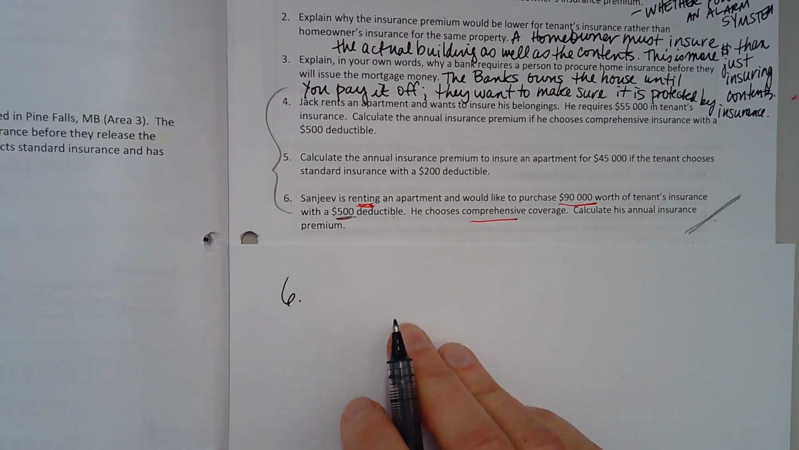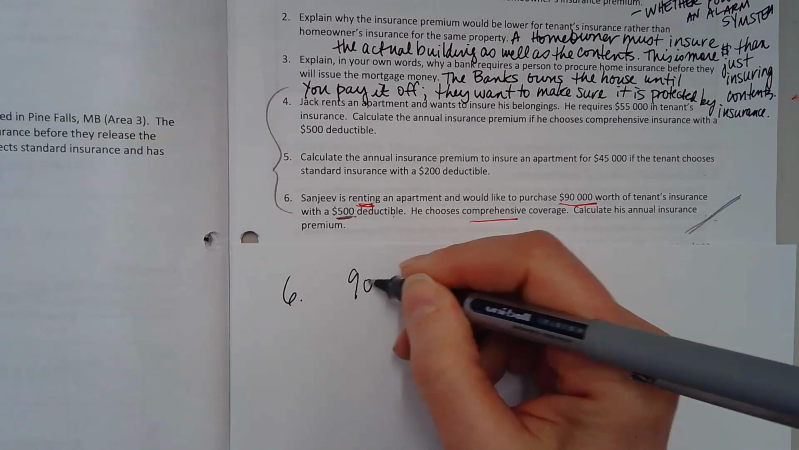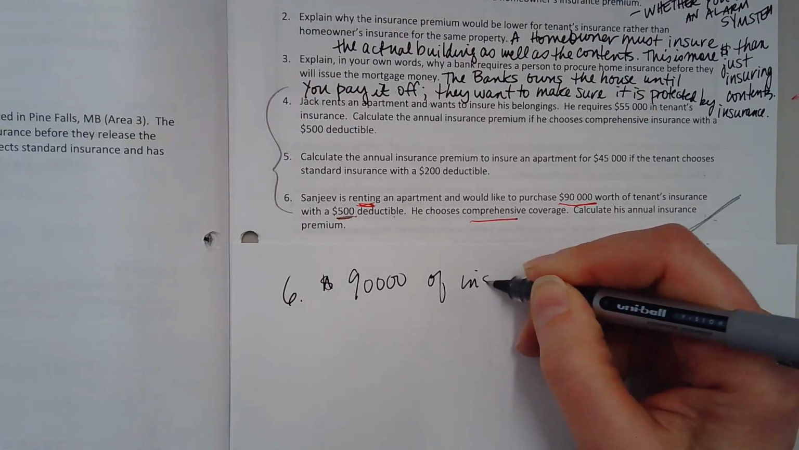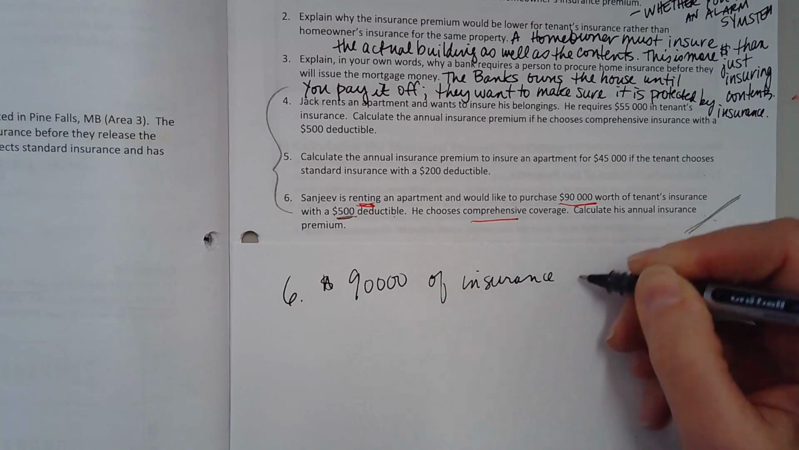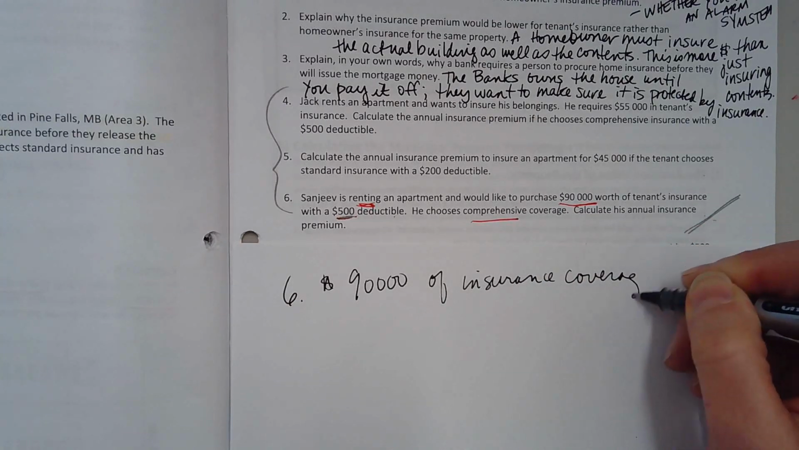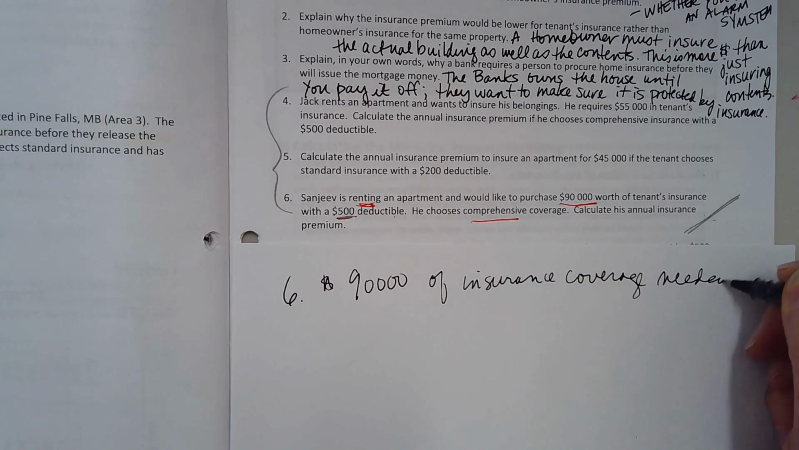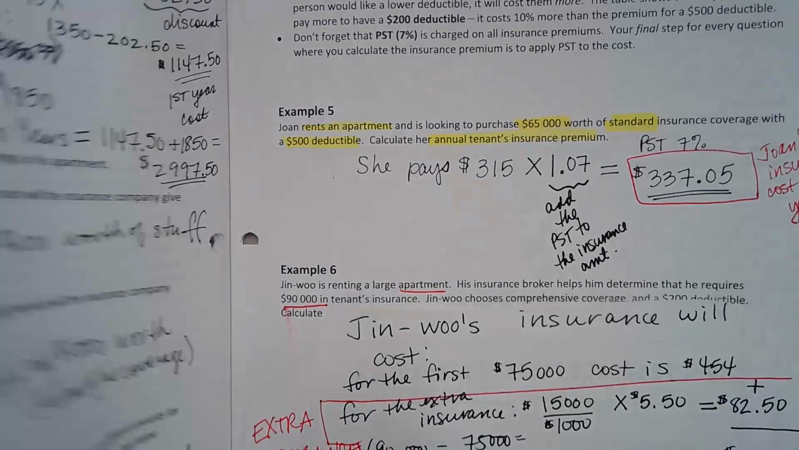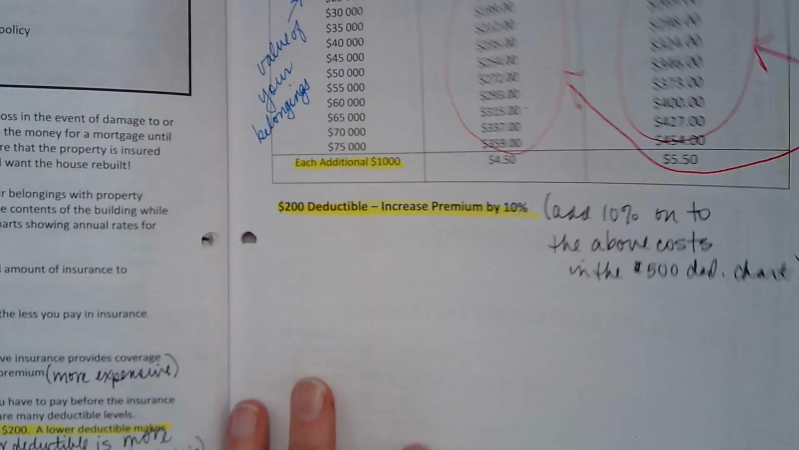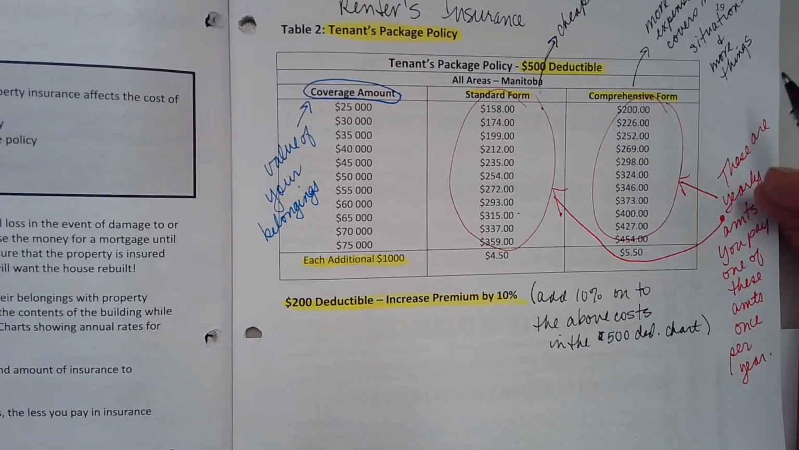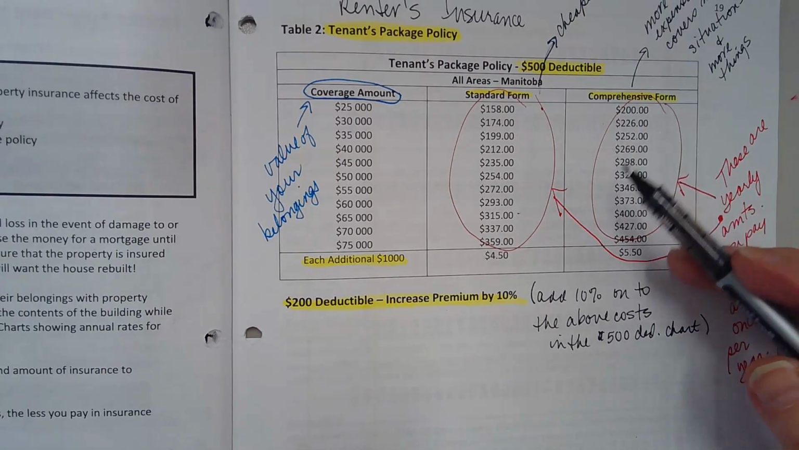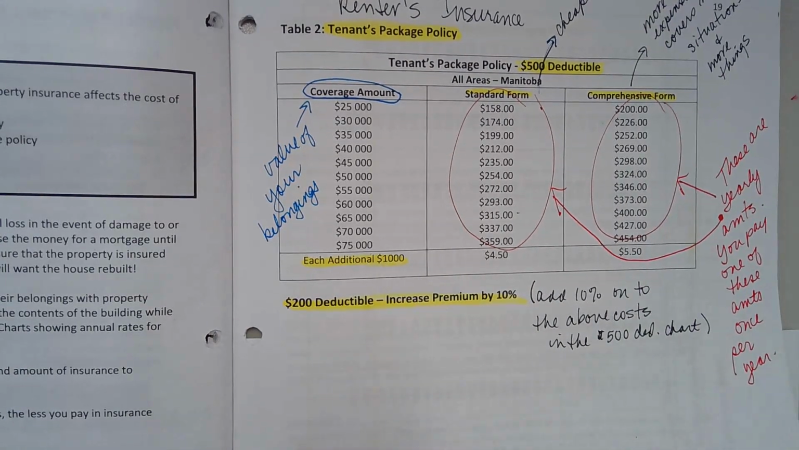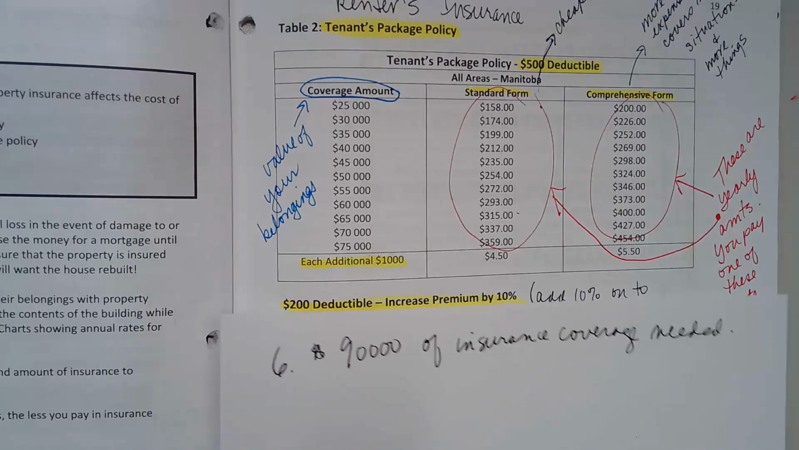Okay, so I have $90,000 of insurance coverage needed. I think this is a large number, isn't it? And it's comprehensive 500. Okay, so I go to my tenant's insurance chart. At least the chart is 500, so I don't have to worry about adding on the extra 200. And I go to my chart and it only goes to 75, which has made it more challenging, right, James?